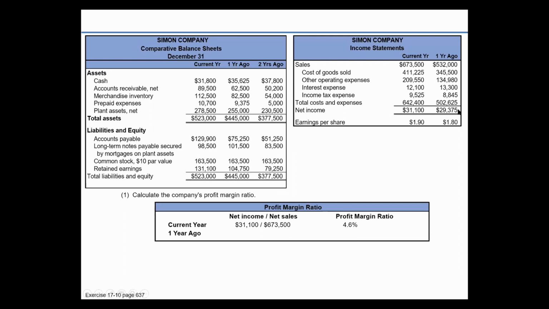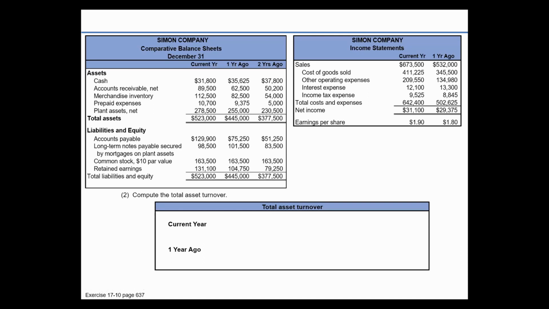Then we can do the same thing for a year ago. We take the net income for a year ago, which is 29,370, divide that by the net sales, which are 532,000, and it comes out with a profit margin of 5.5%. And again, we see here that the profit margin is decreasing from the current year versus where we were just 1 year ago.